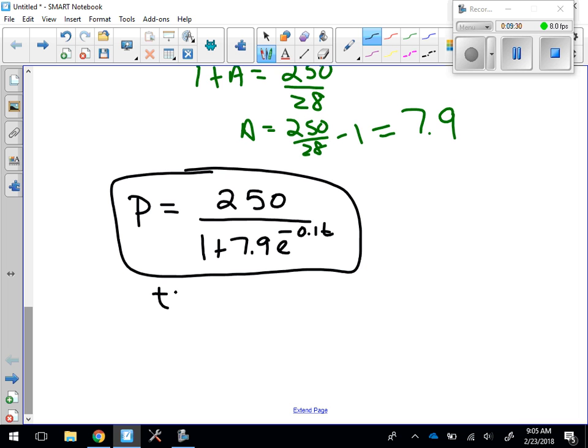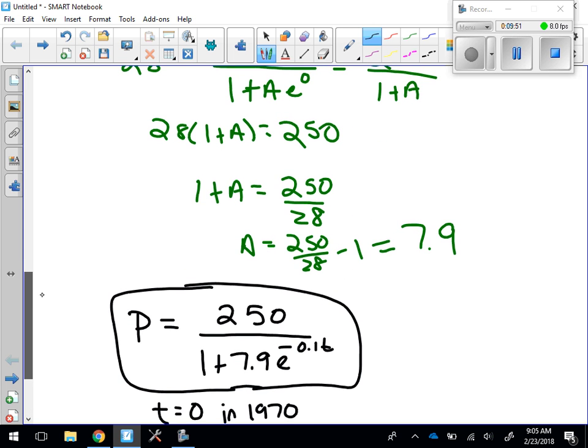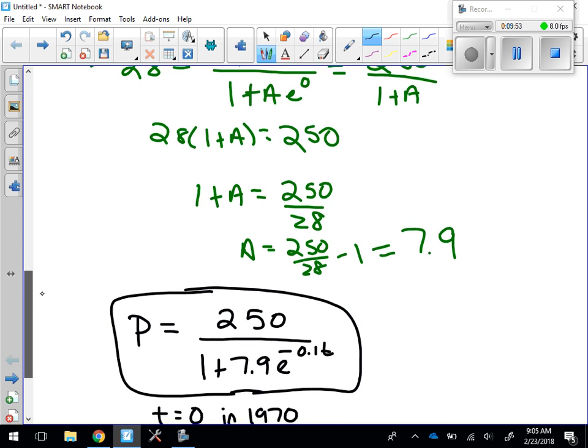Remembering that t equals 0 in 1970. You don't necessarily have to write that down. I just want to make sure that we remember that that's what we're doing, because I think that's going to be part of part B. What do you need, Sarah? All right.